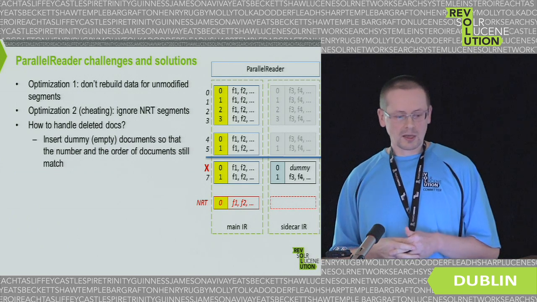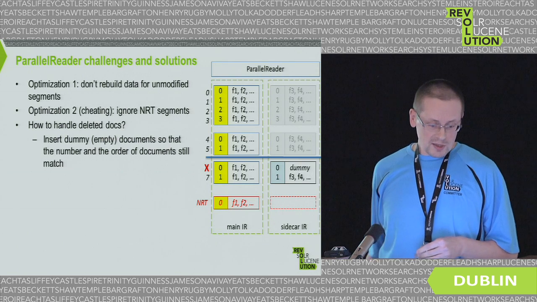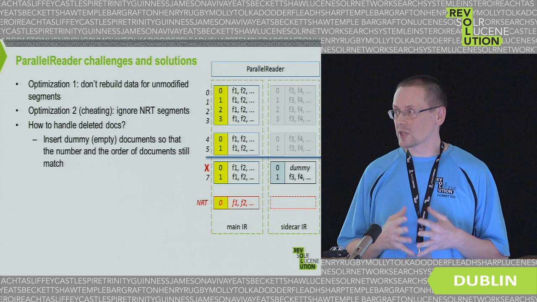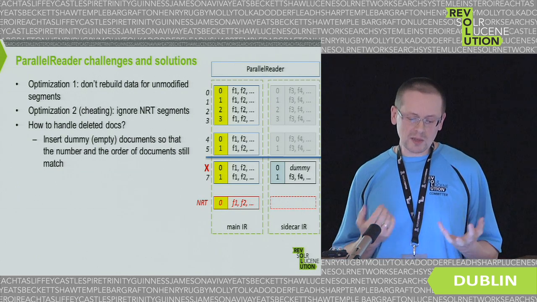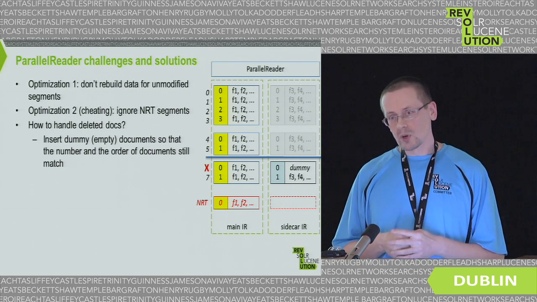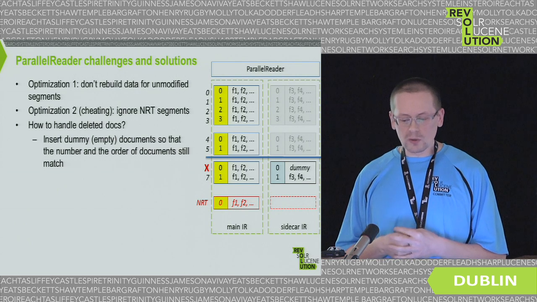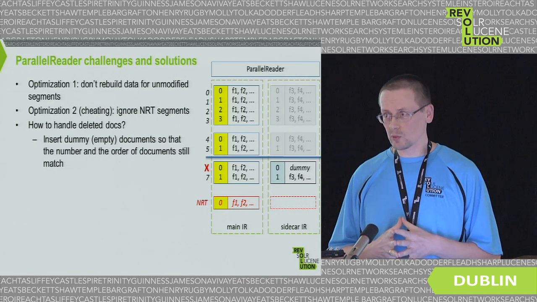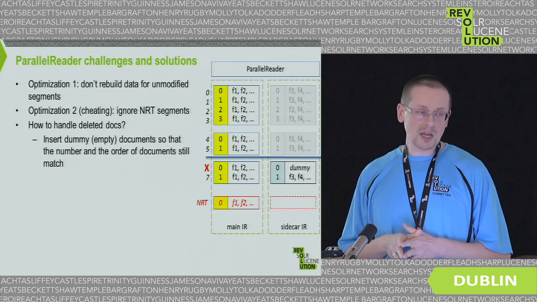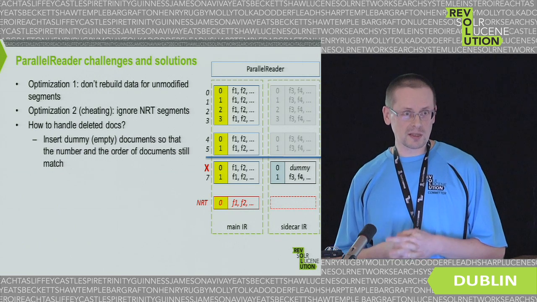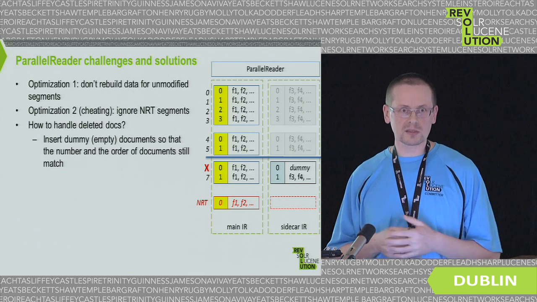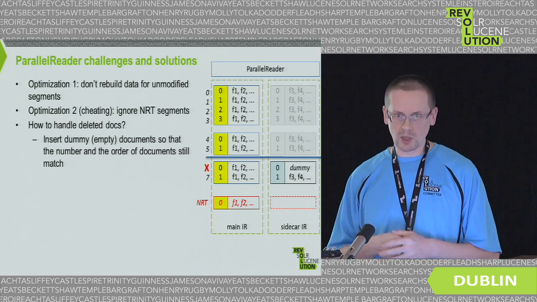Optimization number 2 is more like cheating. We ignore near real-time segments. For near real-time segments that are still in memory and haven't been flushed to the disk, we're just saying, well, sorry, there is no sidecar data for these documents. You have to live with it. What it does is save a lot on these lookups and indexing for partially created segments that keep changing quickly in memory.